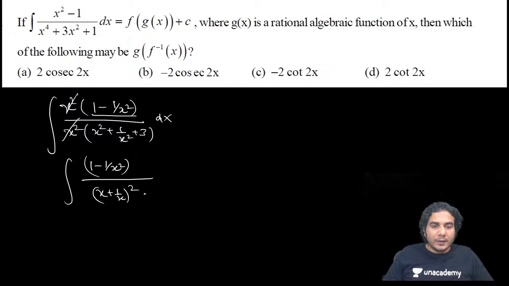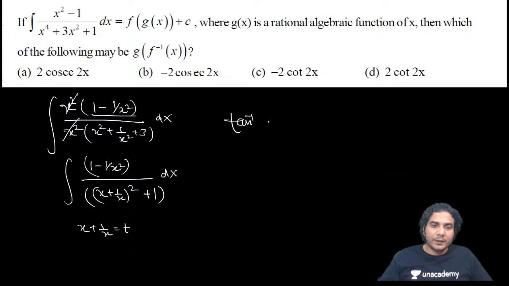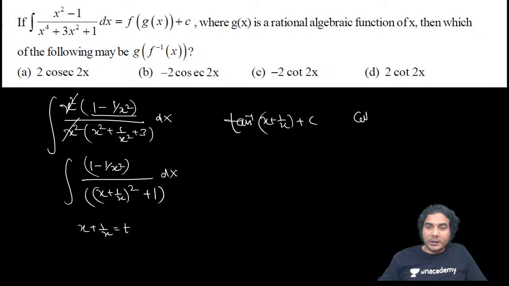x plus 1 upon x the whole square plus 1, alright, because 1 minus 1 upon x square is the derivative of x plus 1 upon x. So now you can put x plus 1 upon x equal to t, or you can directly apply the formula. What formula do you need to apply? It is f dash x upon fx whole square plus 1, so it will be tan inverse of x plus 1 upon x, alright. So tan inverse of x plus 1 upon x, this is one of the answers. Now it can also be written as minus cot inverse of x plus 1 upon x, all right.